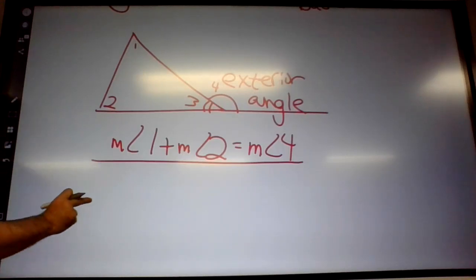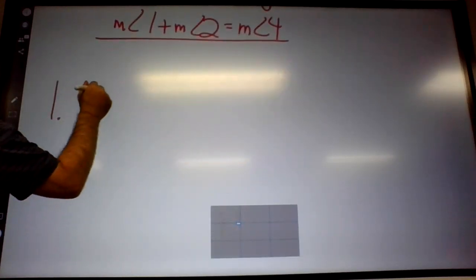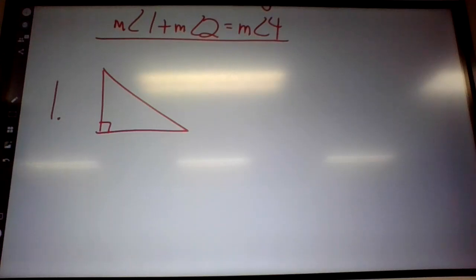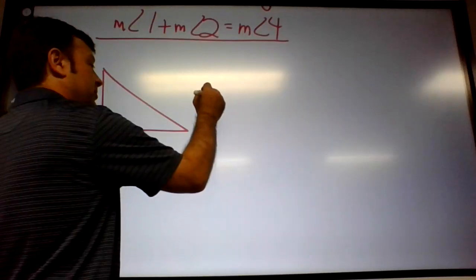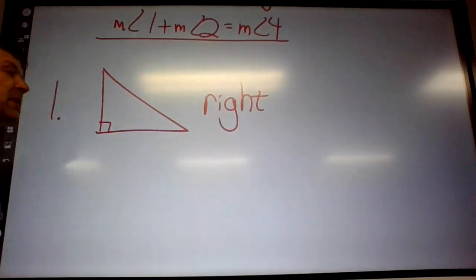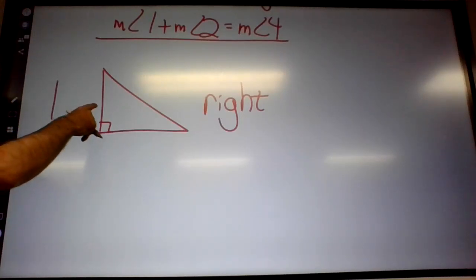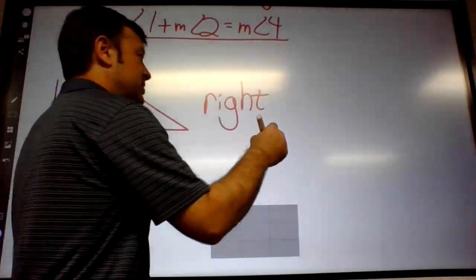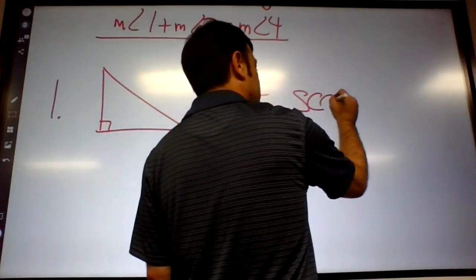Number 1. What kind of triangle? Classify the triangle based on its angles and sides. There's the picture. So based on the angles, what kind of triangle is it? Right. Okay, based on the sides, what kind of triangle is it? Scalene. Right, none of these sides are equal. This is like small, medium, big. So this is scalene.